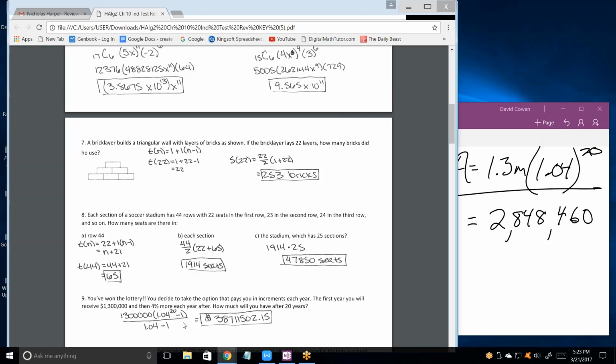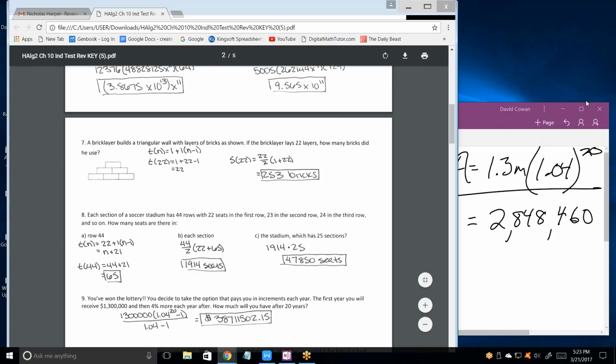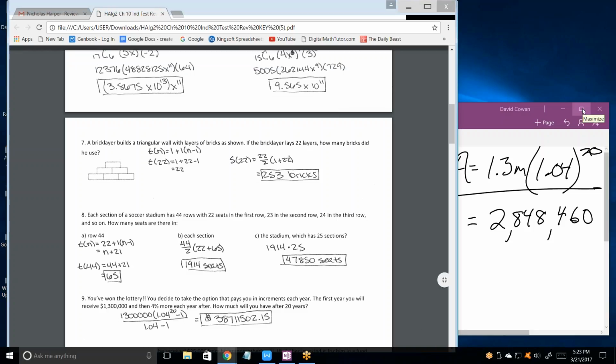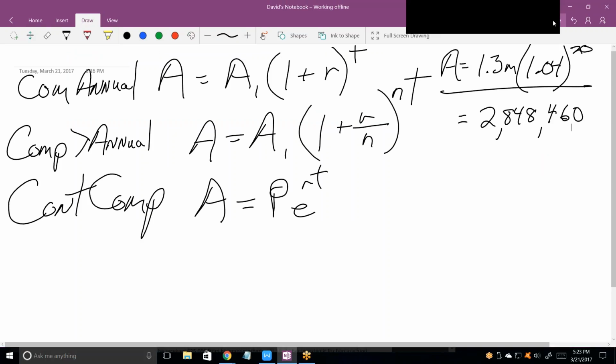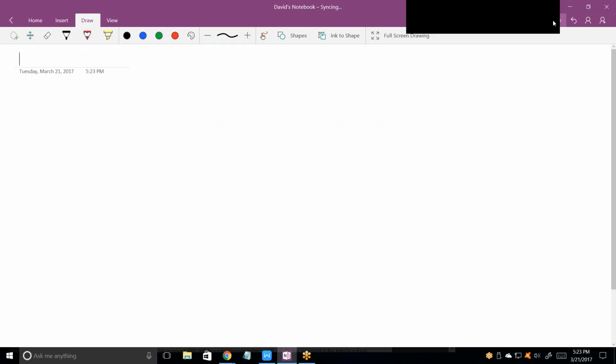Yeah, I'm sorry, I misinterpreted the problem. I was thinking, what does 1.3 million turn into after 20 years? That's fine. That's what I would have had. But she's finding the total amount of money you get. Okay, so this is still an arithmetic sum problem. And the way we're going to figure it out is the first term is 1.3 mil.